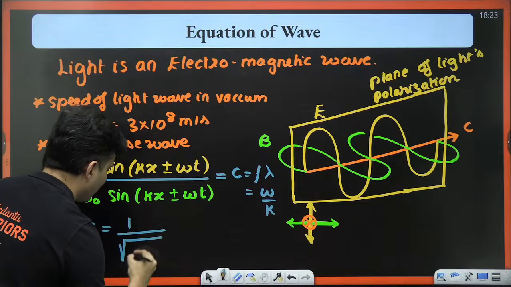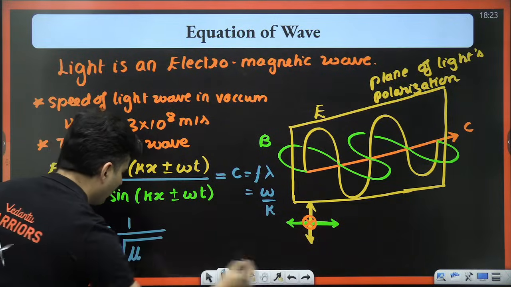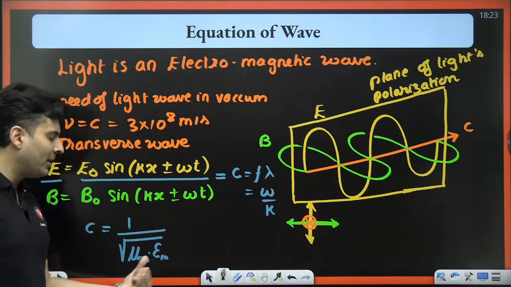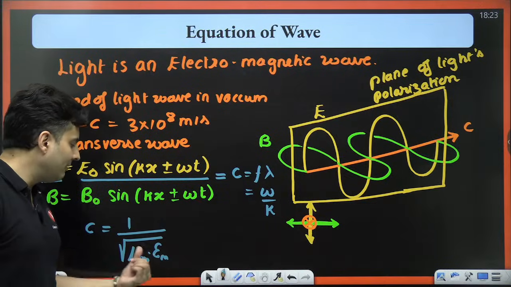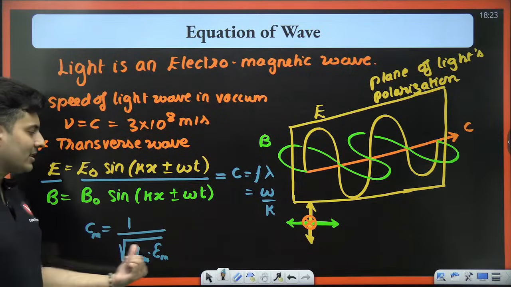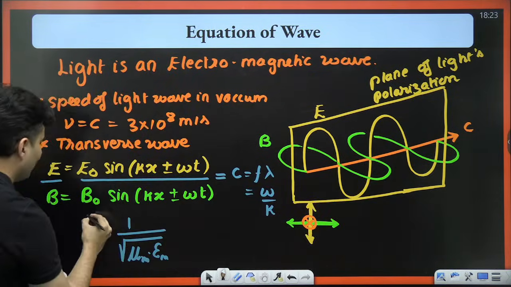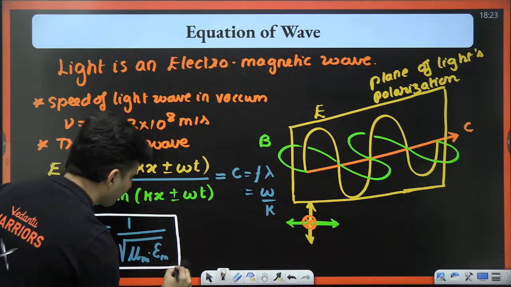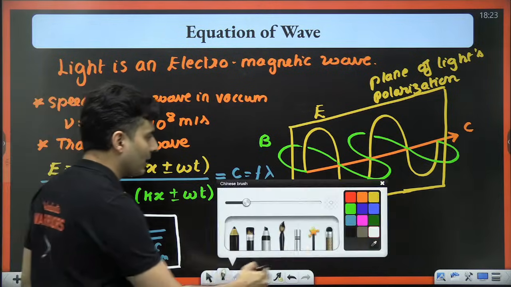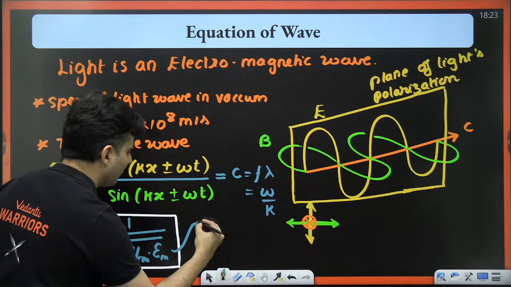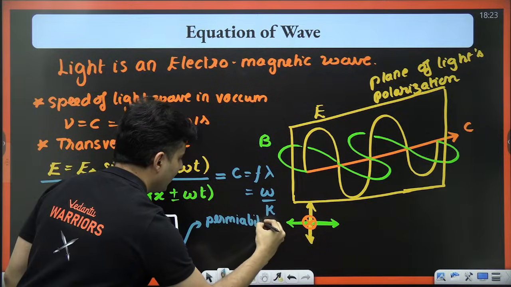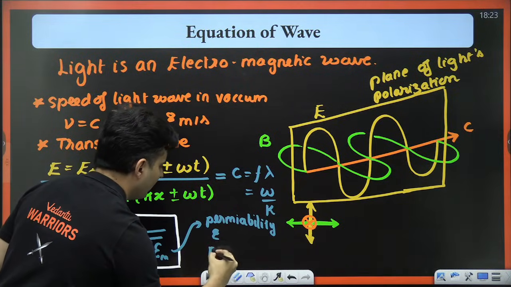Also, let me tell you, this value of C can also be written as 1 by root of mu and epsilon of the medium. So what are this mu and epsilon? These are the permeability and permittivity of the medium. So that is the speed of light in any particular medium, given by this formula: 1 by root of mu epsilon, where mu and epsilon are the permeability and permittivity of that medium.